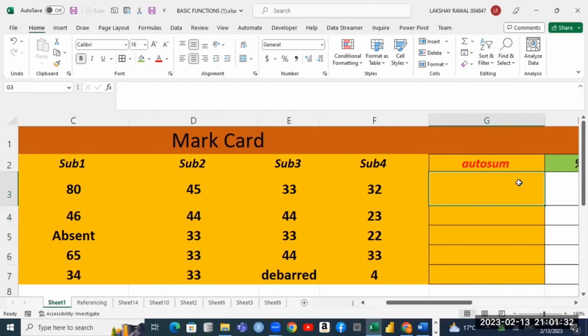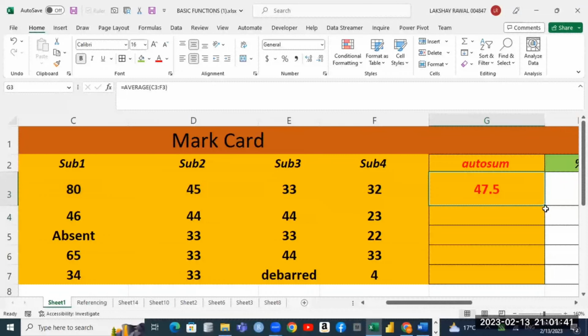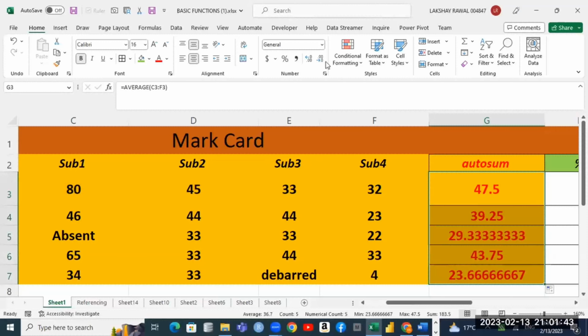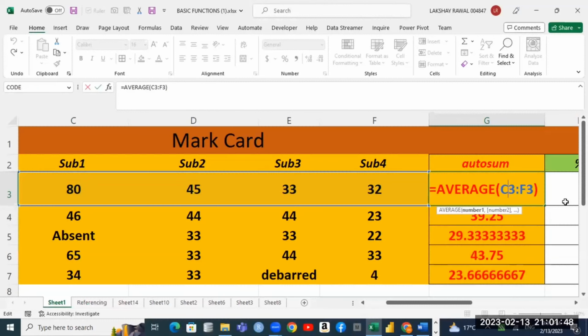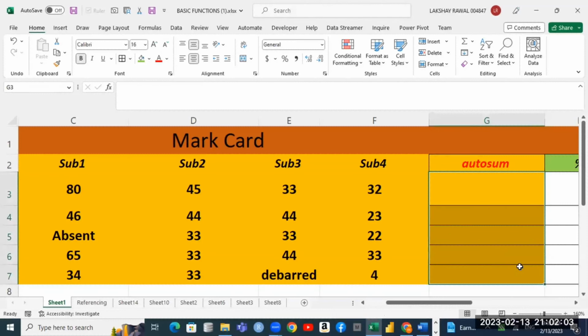Suppose I click here, I go here and I use this method. What happened? Automatically it is taking the average. So you don't need to type. But only a few functions work from this, not all the functions. That you have to make sure. So instead of average, just do sum.